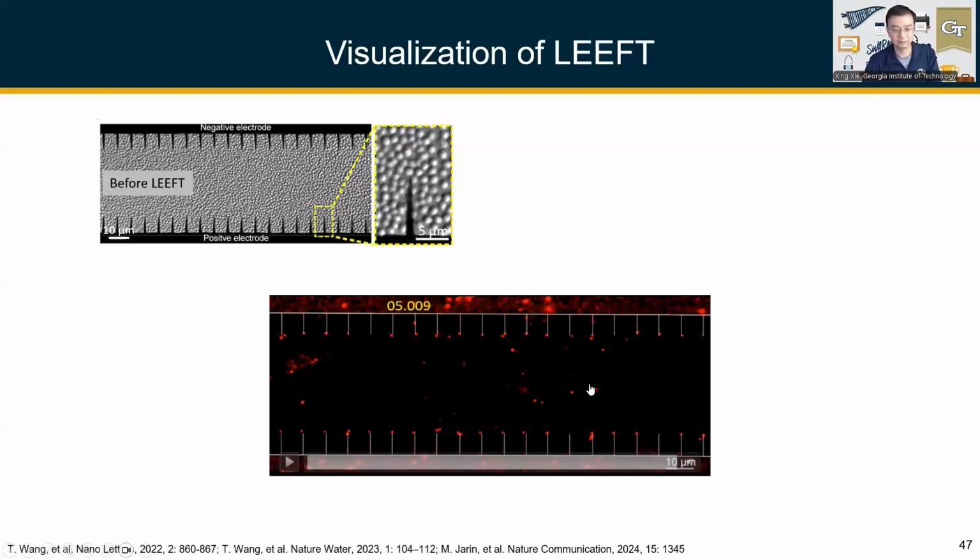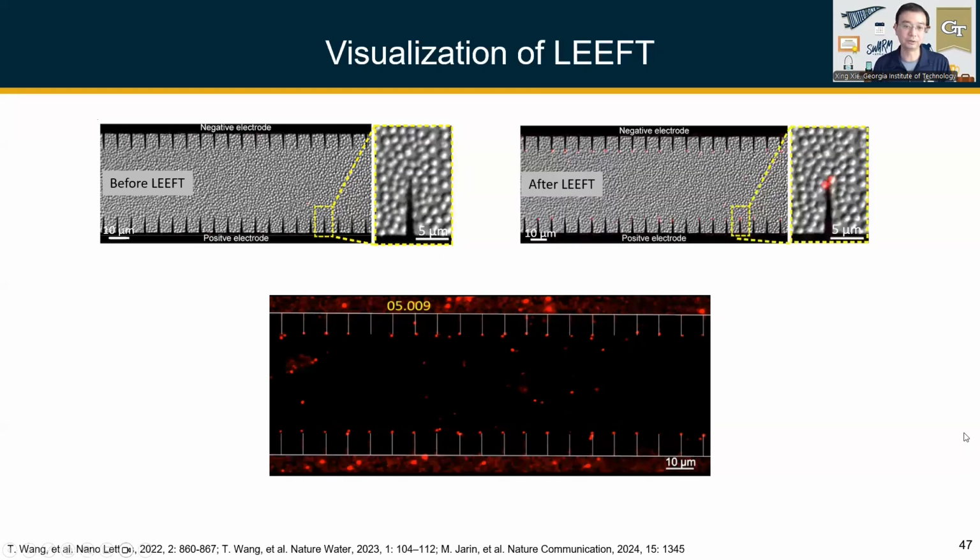There are some noise cells in the background because they are already dead at the beginning. But if we do some results processing, this is the result after the LEEFT. So basically, we remove the noise cells. You can see this LEEFT process only kills microorganism cells at the tips of these nanostructures, right? All other areas where you don't have the strong electric field are still fine. So cells are only killed when the electric field strength is high enough.